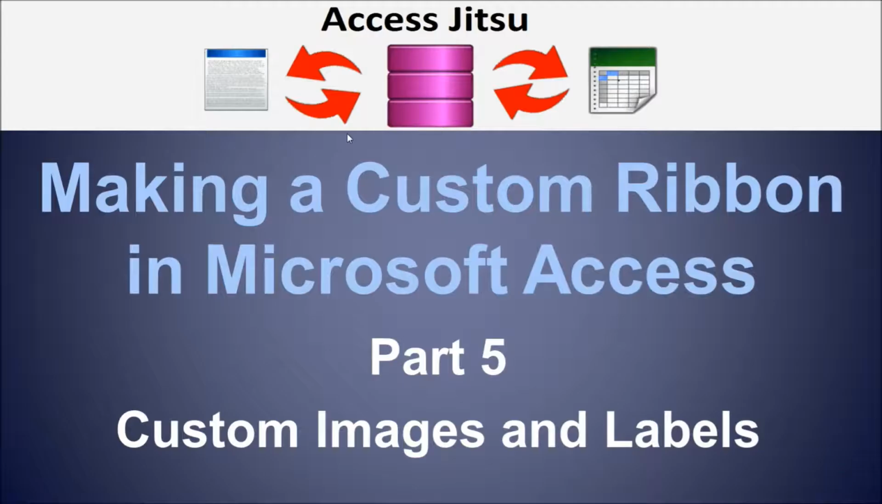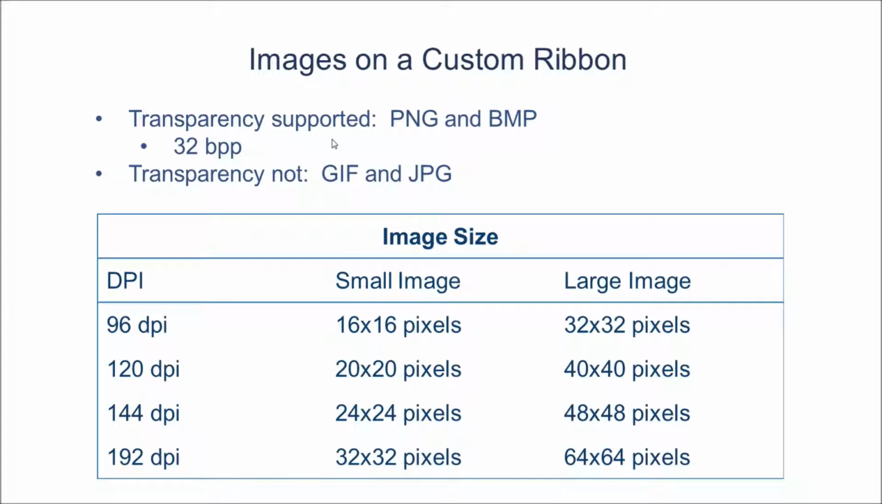So let's talk about the types of images that we can put on our ribbon. Now the ribbon will take GIFs and JPEGs, PNGs, and bitmaps. However, if you want that transparent background, you'll need to limit yourself to the PNGs or the bitmaps. Just make sure that they do indeed have a transparent background.